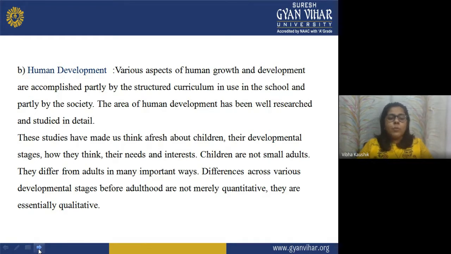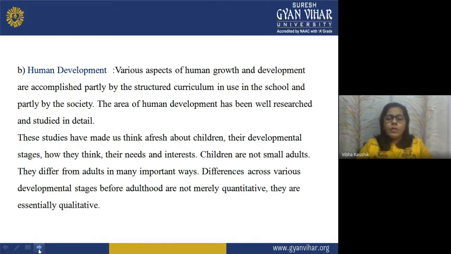Now, the second one is human development. Various aspects of human growth and development are accomplished partly by the structured curriculum, how the human growth and development will progress, and what are the various aspects of growth and development, and these are accomplished partly by the structured curriculum that is being used in the school and colleges, and partly by the society.